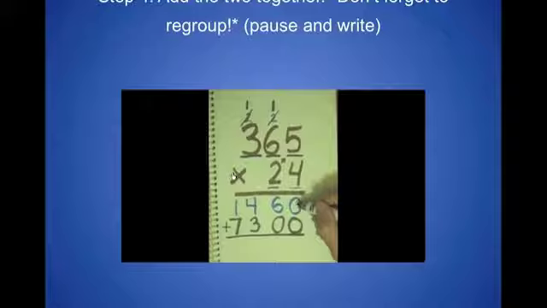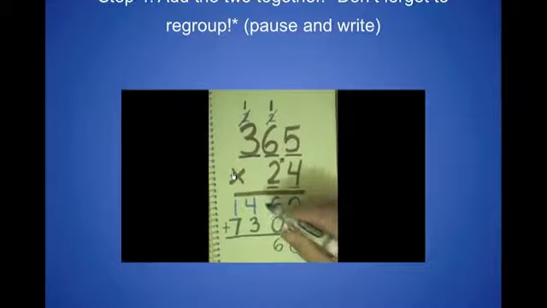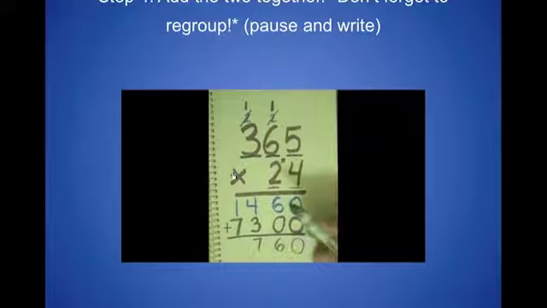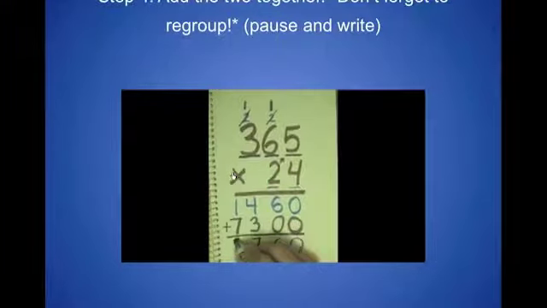So I'm going to add the ones place, 0 plus 0 is 0. Tens place, 6 plus 0 is 6. Hundreds place, 4 plus 3 is 7. And then the thousands place is 1 plus 7 is 8. So I come up with 8,760 hours in a year.